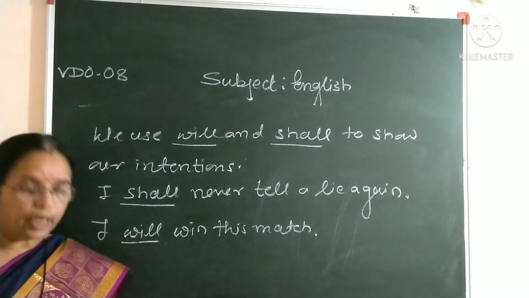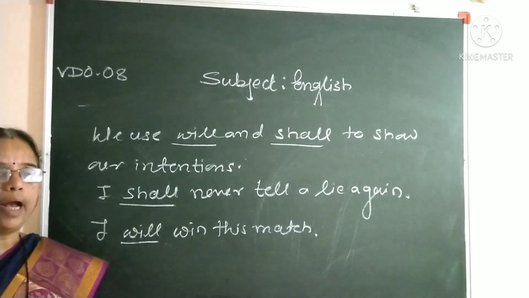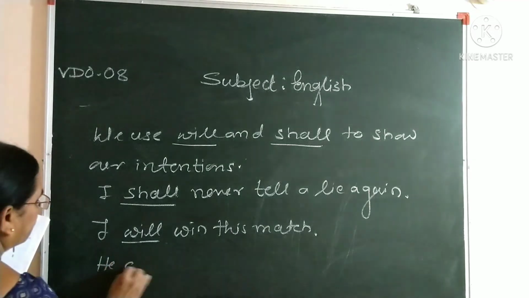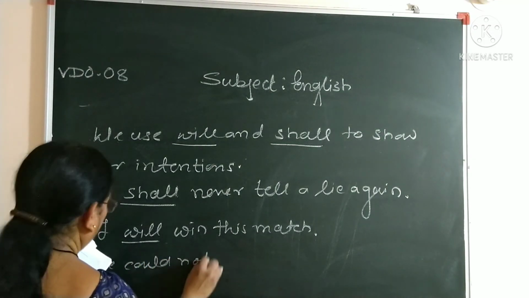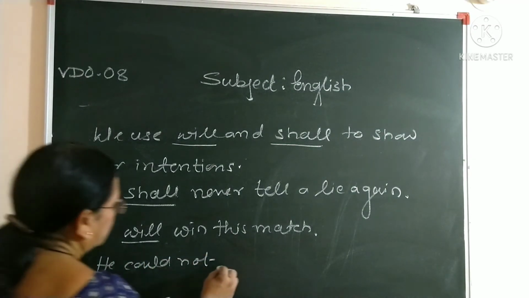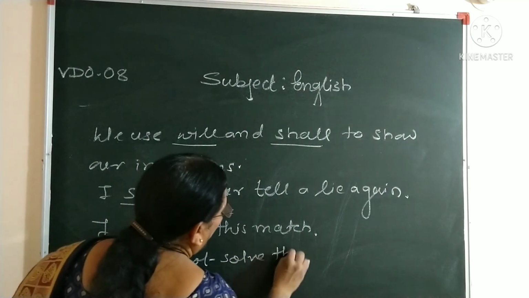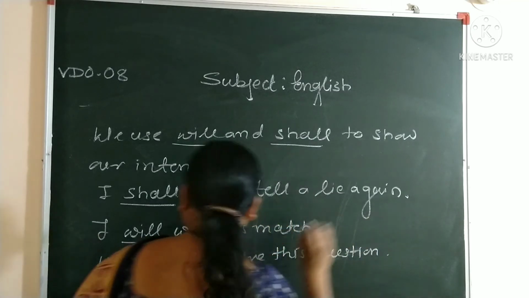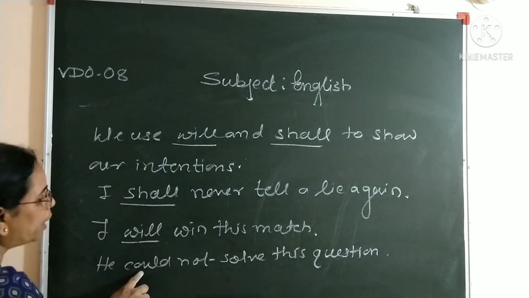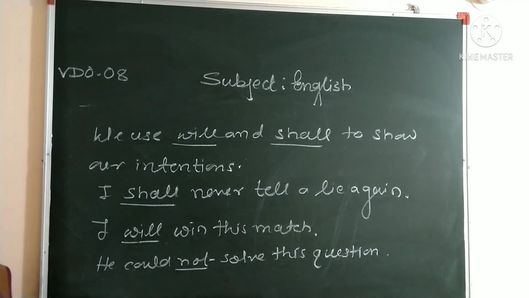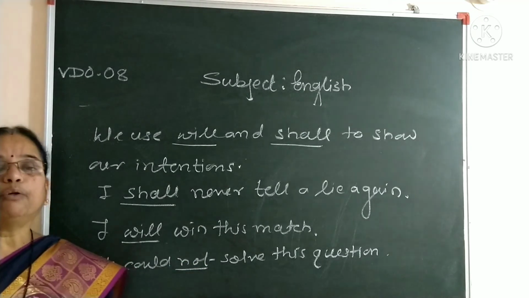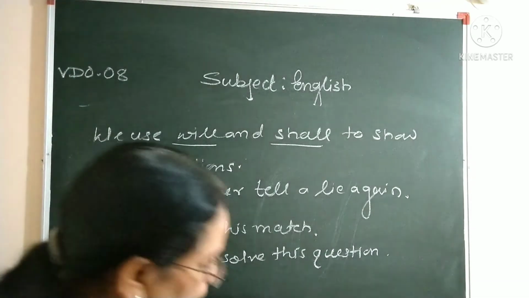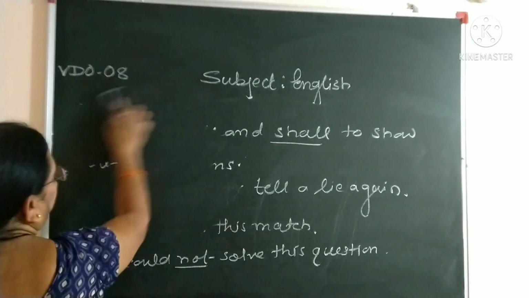To form negative sentences, we add not to the modal auxiliaries. Examples: He could not solve this question. Here in this sentence, could is a modal auxiliary and we add not to form a negative sentence. Now, we see main verbs.